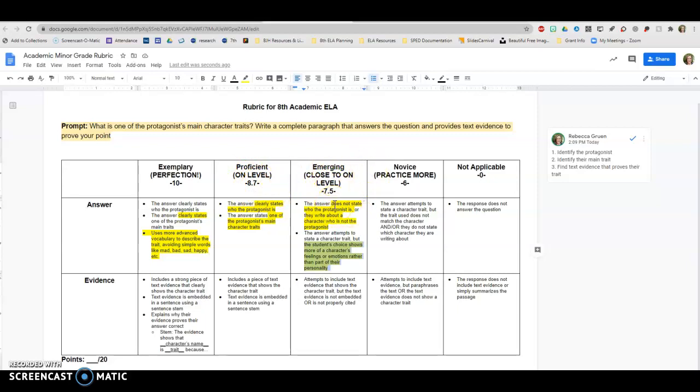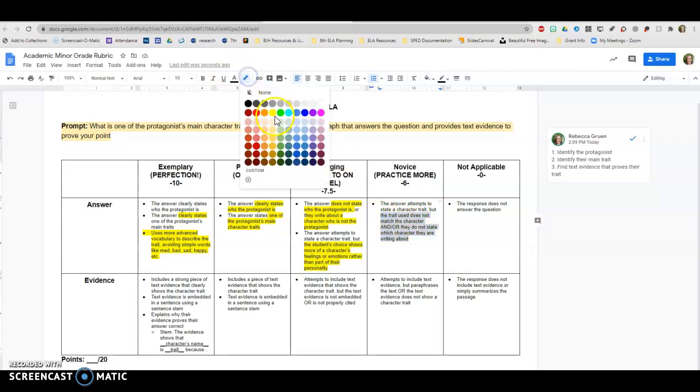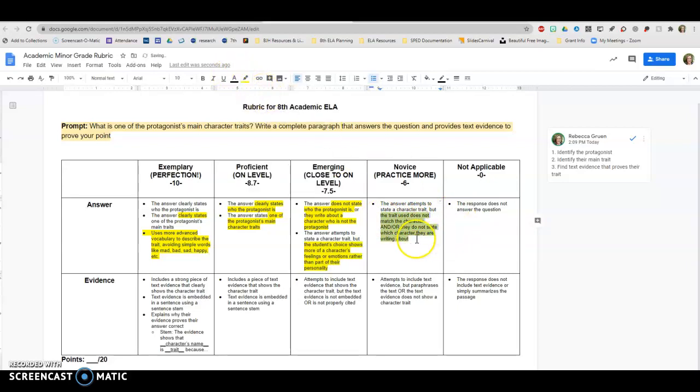Novice: the answer attempts to state a character trait, but the trait used does not match the character or they don't state what character they're writing about. So in other words, I really messed up. I clearly didn't understand the assignment. Okay, so again, when I'm looking at all of this, I am looking to see what I have to do to be on level, and then what bumps me up to perfection, and what might bump me down to where I still need to do some work. Okay, so that's how you read a rubric and understand a rubric.